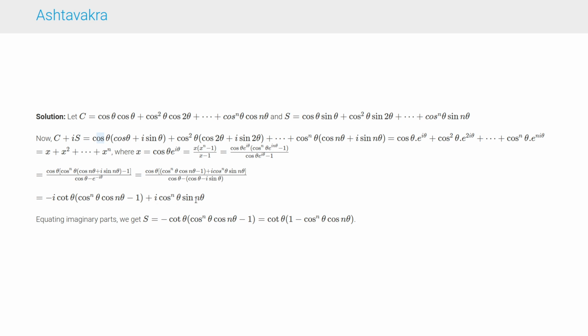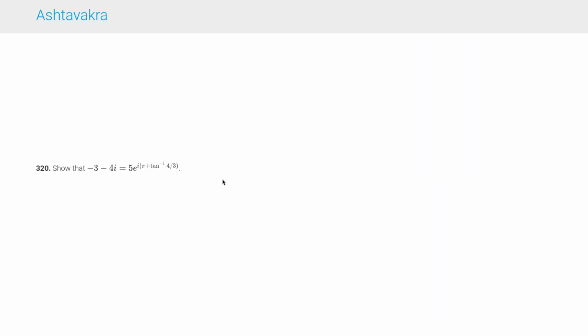Now we equate the imaginary parts. So that is, this will become equal to S. So we get S is equal to minus cot theta into cos to the power n theta cos n theta minus 1. That is cot theta into 1 minus cos to the power n theta into cos n theta, which is what was asked from us.